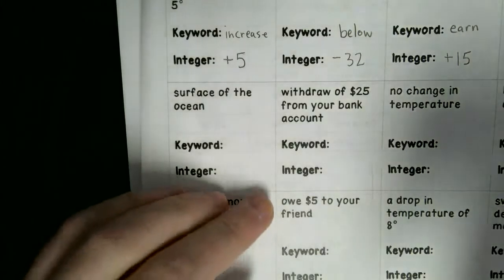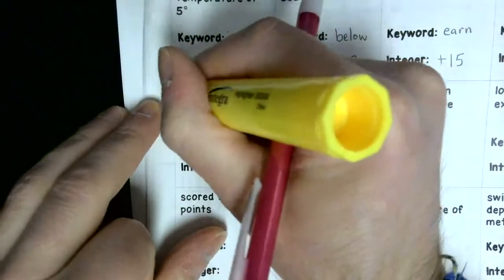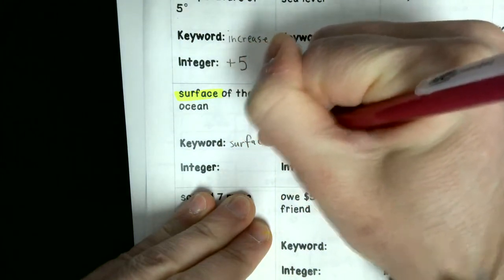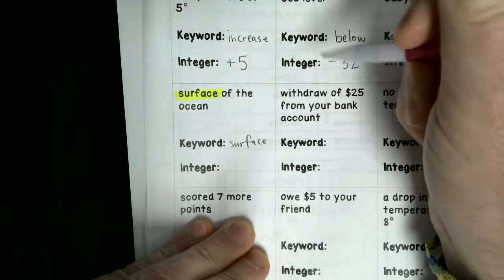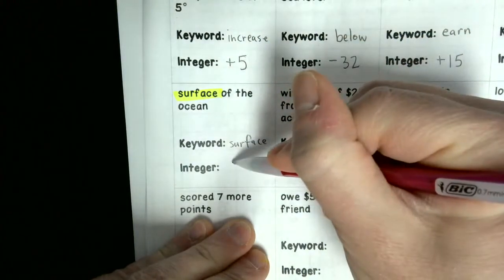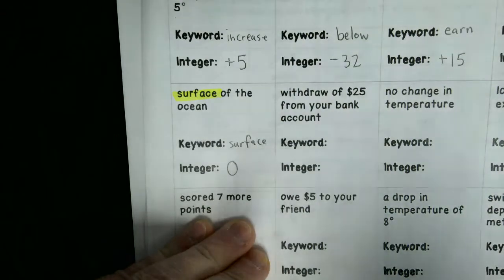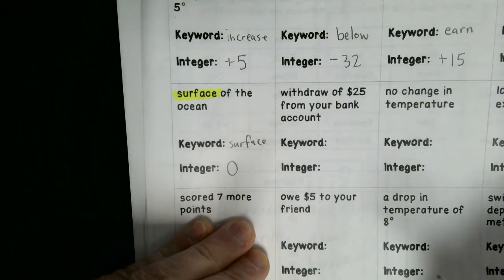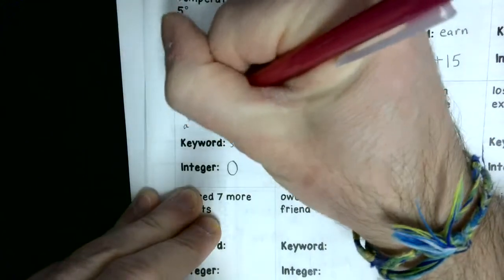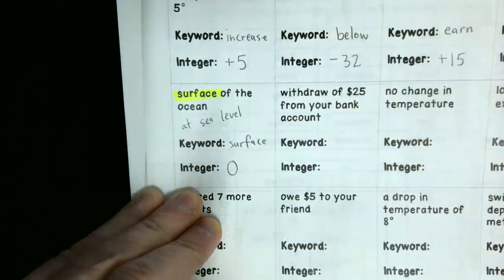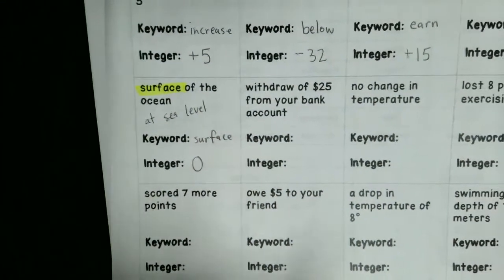Surface of the ocean. The ocean surface. Surface is actually the key word. Now you're right at the surface, so you're not above or below. This is a different one we haven't seen yet. The integer would actually be 0, because it's like sea level. Sea level would be 0. Above sea level would be positive. Below sea level would be negative. At sea level would be just 0. So I'm going to jot that down. This is at sea level. That would be 0.